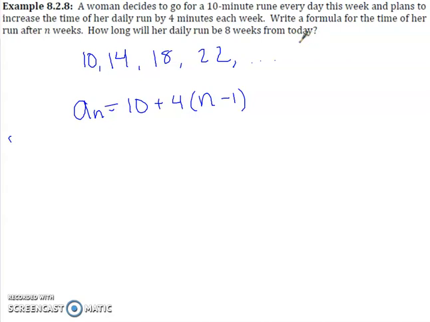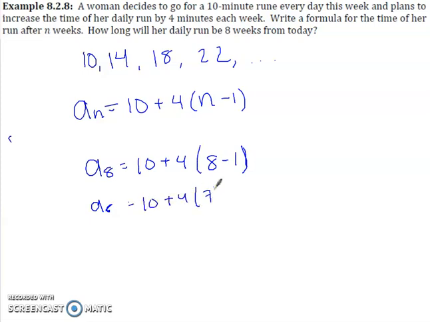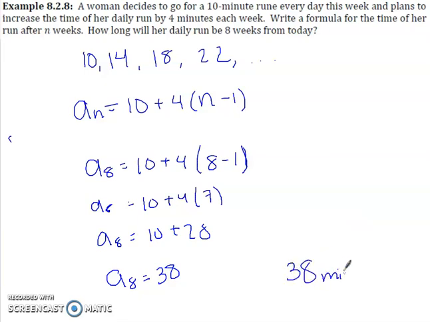And then we want to know how long her run is going to be 8 weeks from today. So a sub 8 is 10 plus 4 times 8 minus 1. A sub 8 equals 10 plus 4 times 7. 10 plus 28, 38. So her run will be 38 minutes if she maintains this trend.